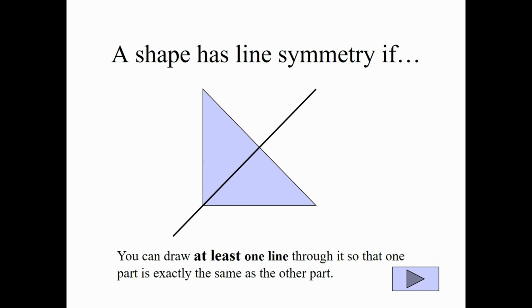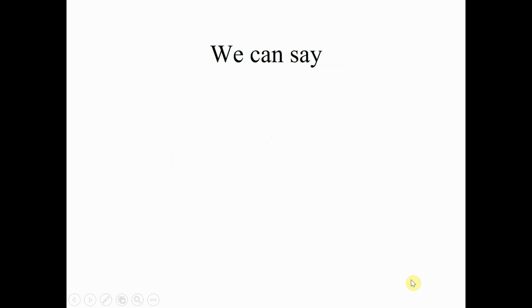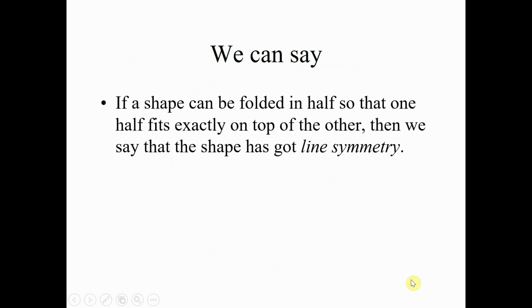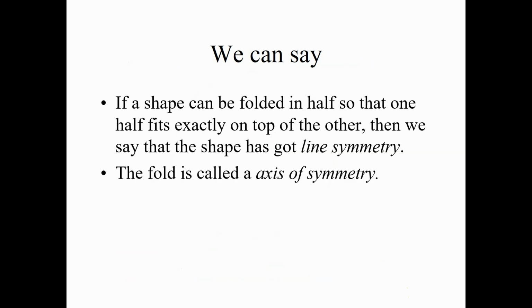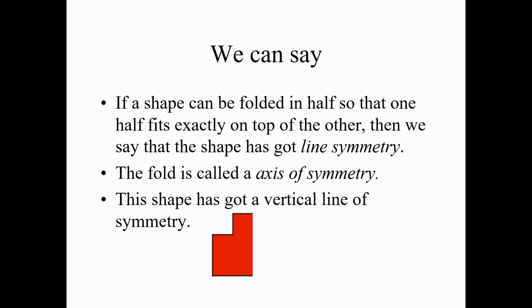Okay, so a shape has line symmetry if you can draw at least one line through it so that one part is exactly the same as the other part. This part over here is a reflection of that part, so they're symmetrical. If a shape can be folded in half so that one half is exactly on top of the other, then we say the shape has got line symmetry. The fold is called the axis of symmetry. And this shape has got a vertical axis of symmetry.